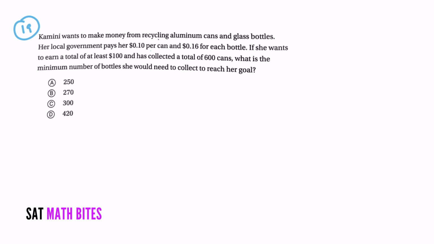In this problem, we have a person who makes money recycling cans and bottles. She earns 10 cents per can, 16 cents for each bottle, and she wants to earn at least $100. So the first thing I would write is 0.1C plus 0.16B is going to be greater than or equal to 100. 10 cents for each can, 16 cents for each bottle, has to be greater than or equal to 100. We also know that this person has already collected 600 cans. So we can just replace C with 600.